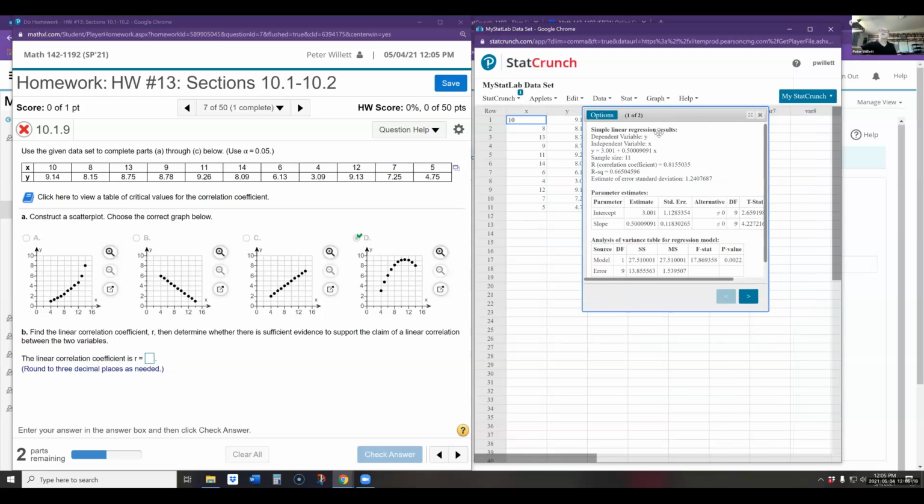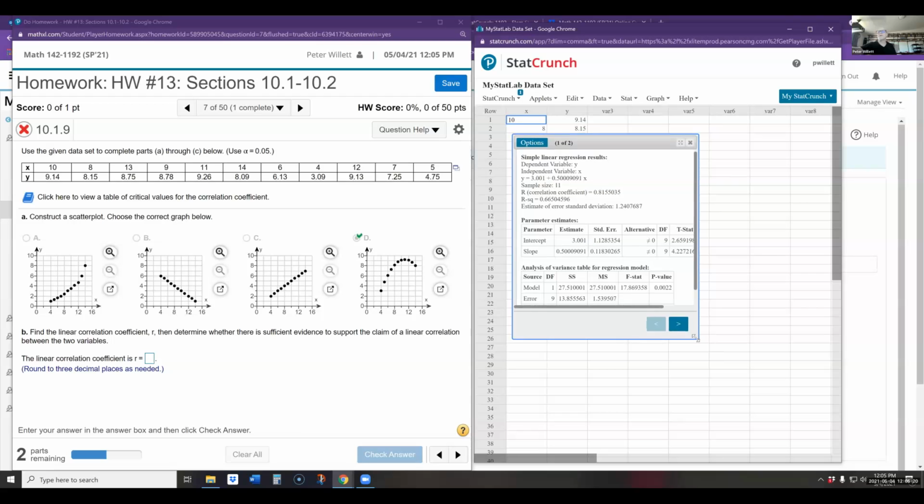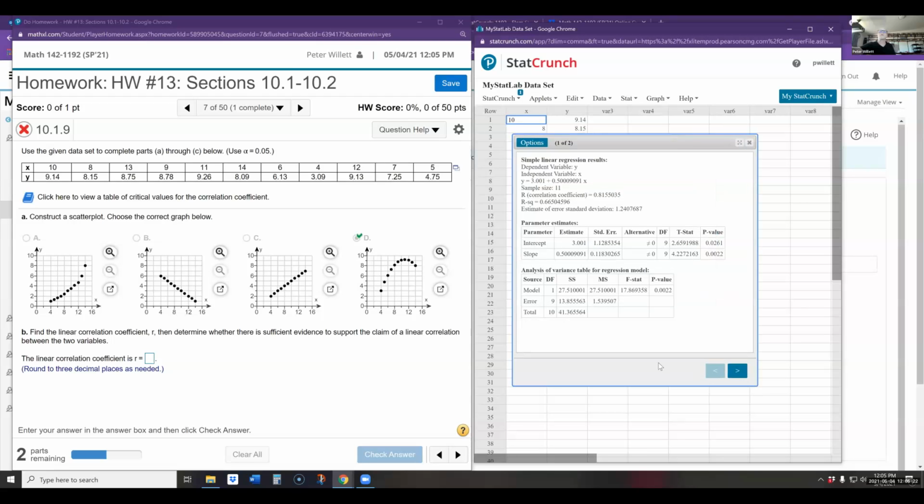So now our little StatCrunch report has a little bit extra information in it. So we have to go through this for a second. At this point they're asking for the linear correlation coefficient, and that's stated right here, R, correlation coefficient. And then they give us the value right there. Let's be clear, because you might see a T stat or an F stat and other kinds of things, but we're talking about the R value right there.